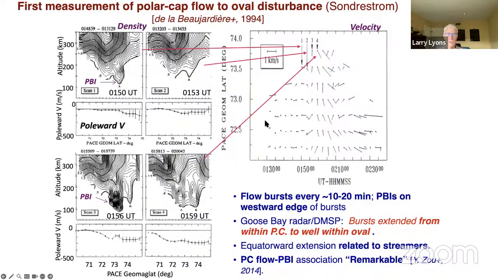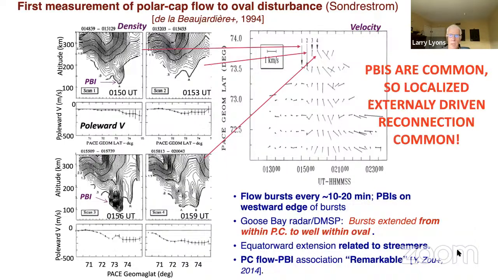Now, these were some initial observations of the association between the polar cap flows and the PBIs, and then Ying Zhou back in 2014 did a really comprehensive study of the relationship between PBIs and polar cap flows, and she was really impressed with the association and used the word remarkable in her conclusions about this association. So it's really quite clear that these flows from the polar cap are coming in to the auroral oval and leading to PBIs. So PBIs are common.